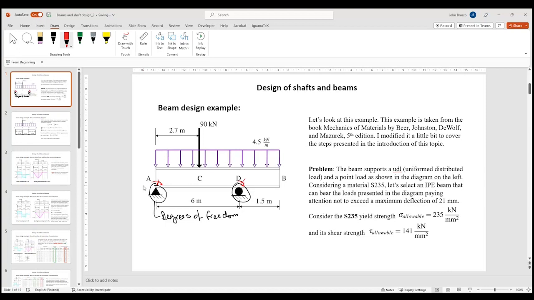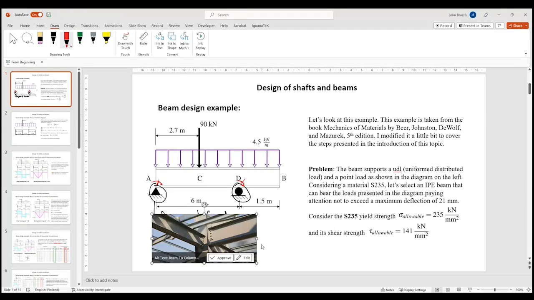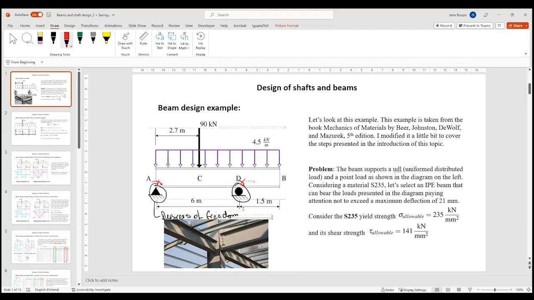However, in the example we looked at, let me bring it back. This one here. I wonder, can we recognize what type of degree of freedom this bolted connection produces? Is it fixed? Can bolts allow rotation? Or are they considered a fixed connection or joint?